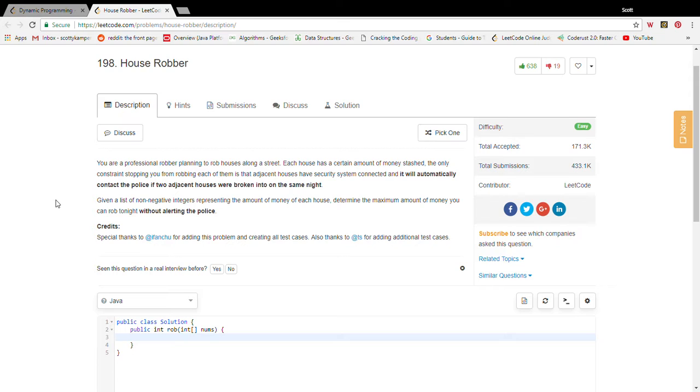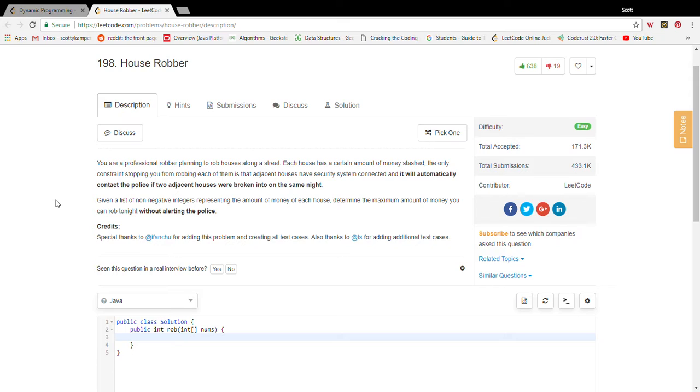If we want to maximize the amount of money we're going to rob from the houses on this street, then what we're going to want to do is take the maximum of robbing the first house plus robbing all the houses starting with the third house, because we can't rob the second house if we rob the first house, and the maximum of robbing all the houses on the street starting from the second house. In that case, we don't rob the first house and we go straight to the second house and start there.